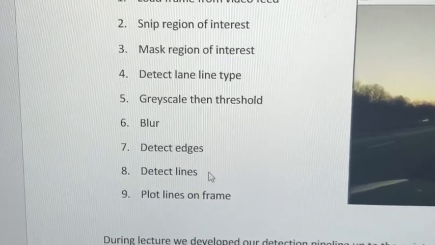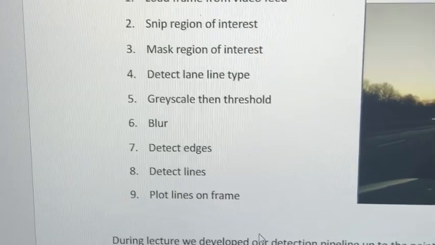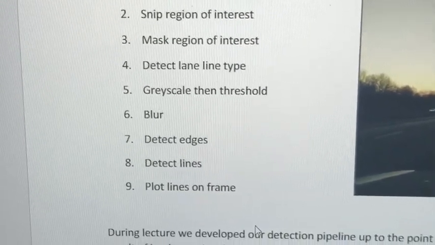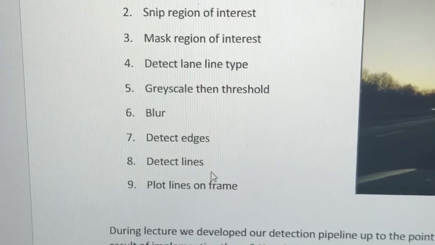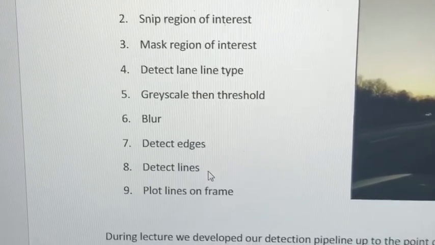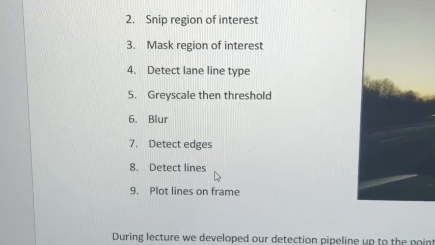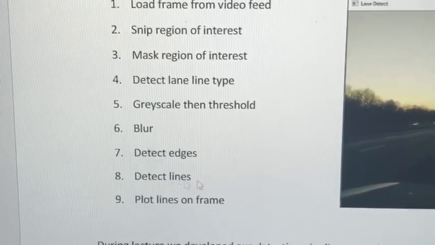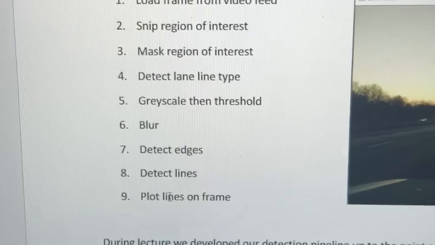And then also another step that I added completely was taking the detected lines and then creating a moving average for the angle and lengths of that, and putting that as what the plotted lines would be on the video.